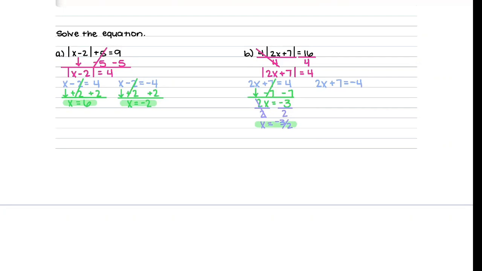For my equation on my right, I'm going to subtract the 7 once more. Drop down that 2x. This is going to leave me with 2x is equal to negative 11. From here, I'm just going to divide each side by the 2 to get x by itself. And I have that x is also negative 11 over 2.